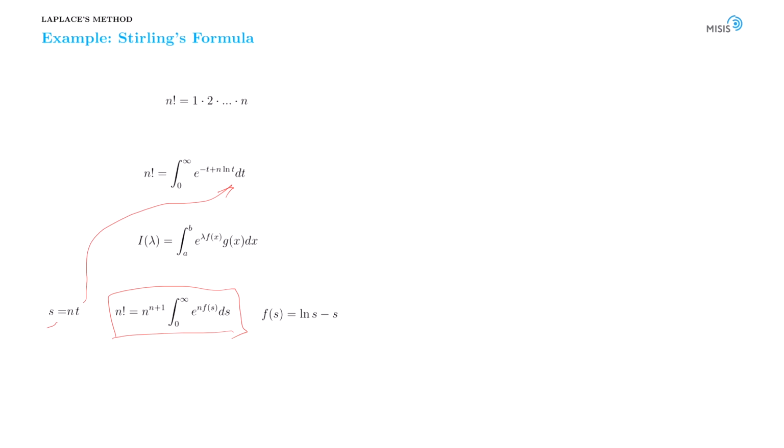Now, in order to apply the general scheme which we discussed in the previous lecture to this particular integral, we need to understand what the properties of the function f of s are. And in fact, it's quite straightforward to figure this out. Why? Because at large s, this function is dominated by the second term, minus s. And at small s, this function is dominated by log s. And as is obvious from this plot, this function has a maximum somewhere between 0 and infinity.